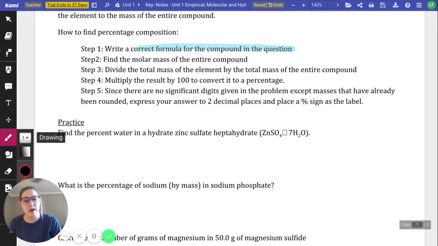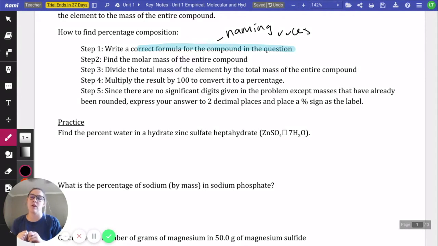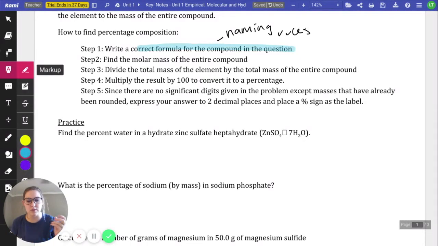So guys, you may want to review your naming rules if you haven't looked over them since, literally last year, or some of you maybe even 2 years ago. You probably want to review your naming rules, especially if after we name a few compounds, you're like, I have no idea what you are doing. It'd be a really good idea to look over those. Feel free to email us if you need a copy of naming rules or anything.